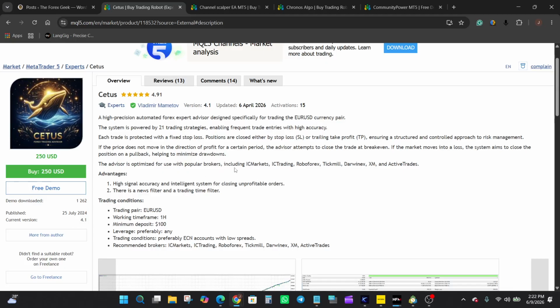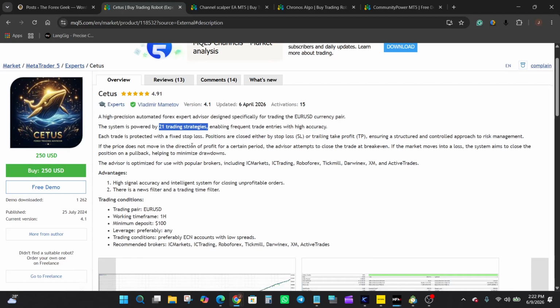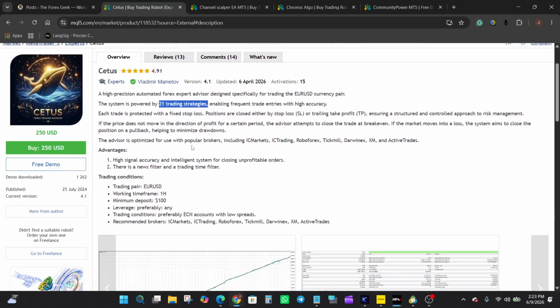Moving into the strategy description, the EA is powered by 21 different trading strategies, which basically suggests that it has multiple internal signal conditions working together to generate trade entries with higher frequency. Now, talking about the trade management, every position is protected with a fixed stop loss, and exits are handled through either stop loss or trailing take profit system. Now, that helps lock in profits as price moves in favor.